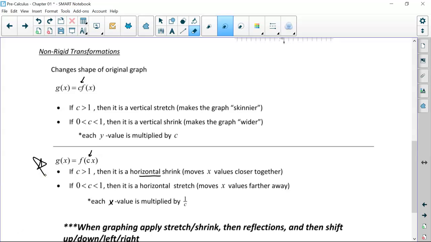Now there's an order to applying these transformations. You want to do the stretch and shrink first, whether it's horizontal or vertical, you do that first. Then the reflection, and after all of that, then you can shift up, down, left, and right. So make sure you do that in that order. Don't do any shifting until you do all your stretches, shrinks, and reflections.